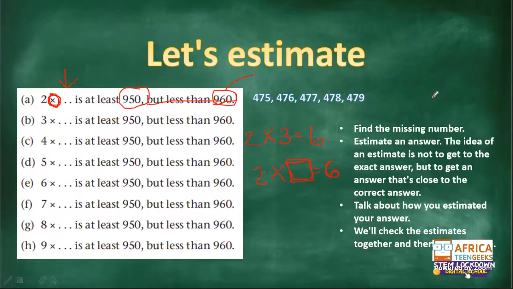3 times what is 950? So here, I'm just sharing my thought process with you. 3, if I take, so I have to divide. Remember, we just spoke about opposite. You see a multiplication sign, but you are actually going to divide.